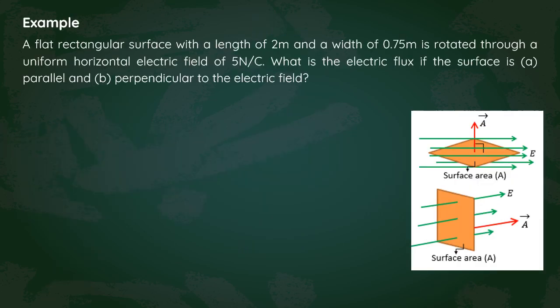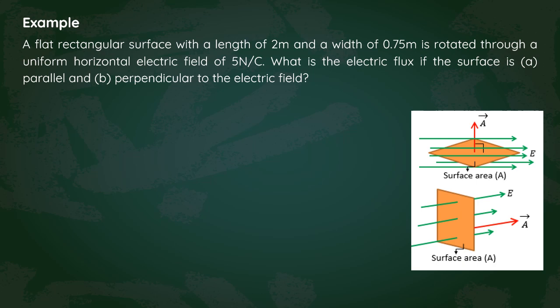Example: a flat rectangular surface with a length of 2 meters and a width of 0.75 meters is rotated through a uniform horizontal electric field of 5 newtons per coulomb. What is the electric flux if the surface is (a) parallel and (b) perpendicular to the electric field? So we have two questions to answer. Take note that it's the surface, not the surface vector, that is parallel or perpendicular to the electric field.